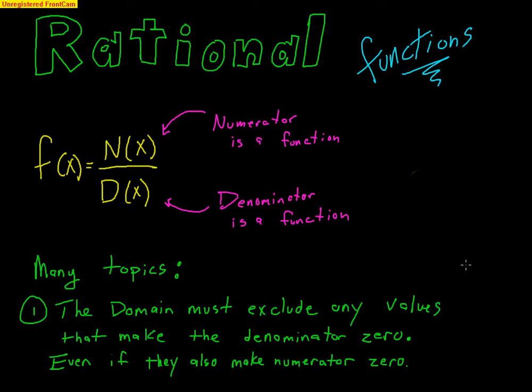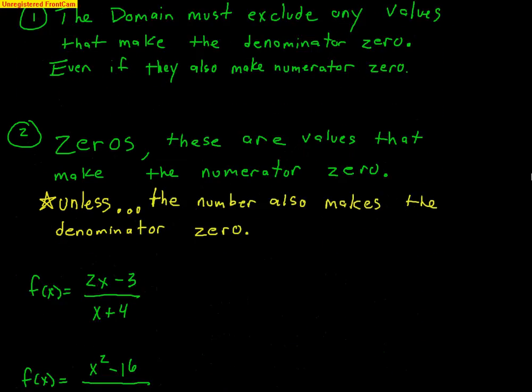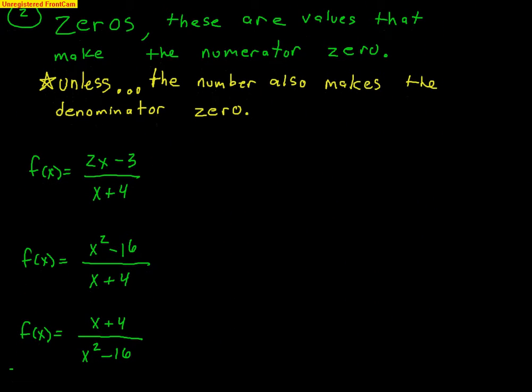The domain must exclude any values that make the denominator 0, even if they also make the numerator 0. Any of these values that make the domain not workable need to be excluded. Sometimes they are called excluded values, so the values that needed to be excluded. Alright, that's pretty easy. We've worked with domain before.